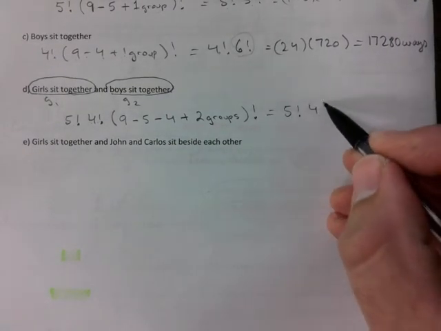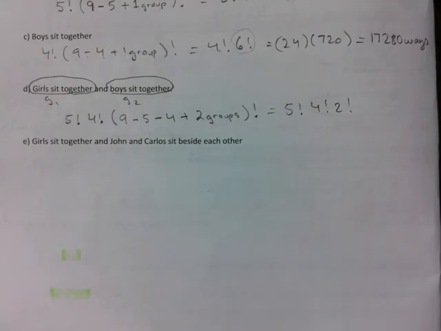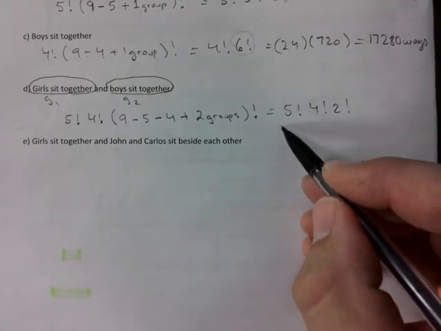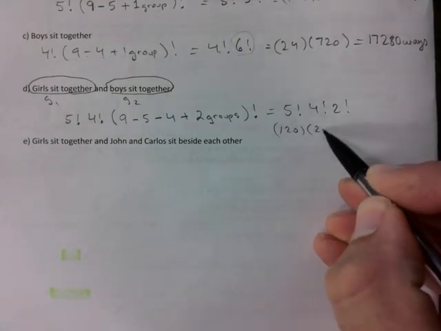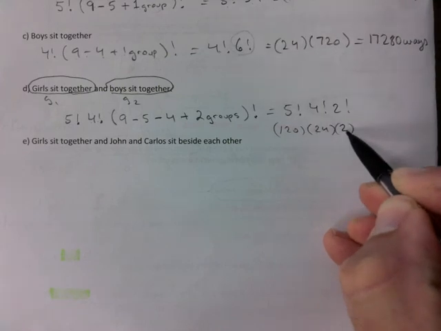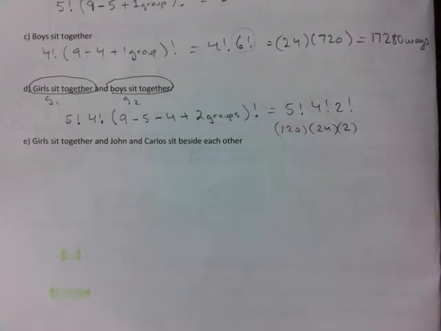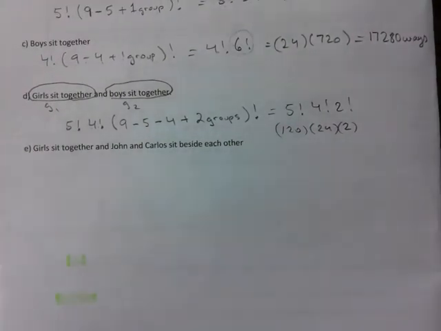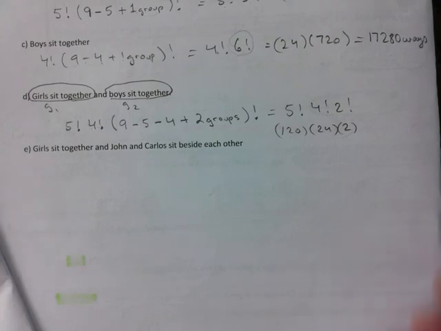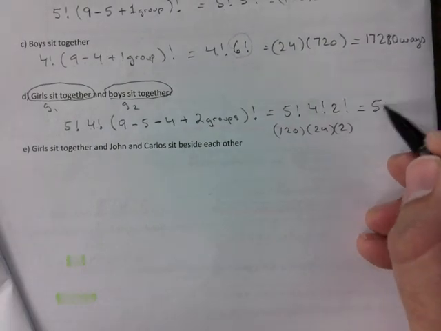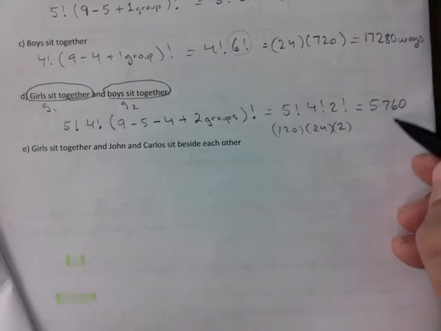Let's change that. Okay, so you have 120 times 24 times 2, which is really 48 times 120, right? You better follow with your calculators because my track record is not the greatest.